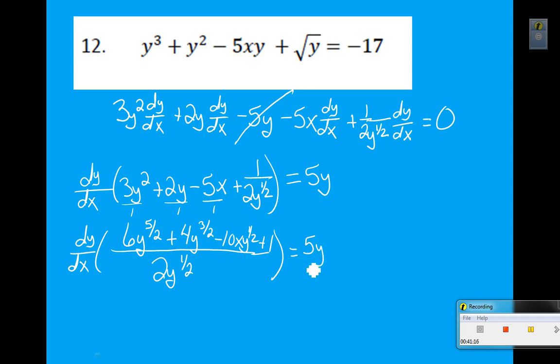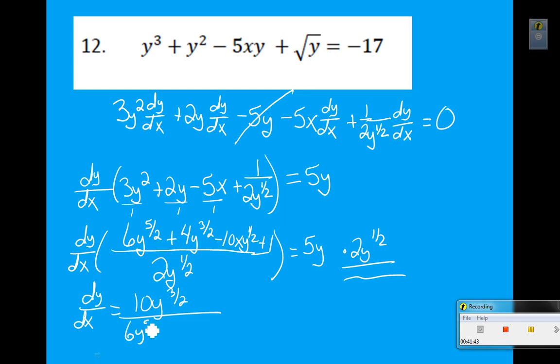Equal 5y. Oh boy. For the final answer, I'm going to multiply by the reciprocal. So I'm going to multiply by 2y to the 1/2 over all of that. Well, 5y times 2y to the 1/2 is 10y to the 3/2 over all of that: 6y to the 5/2 plus 4y to the 3/2 minus 10xy to the 1/2 plus 1. And there we got it.